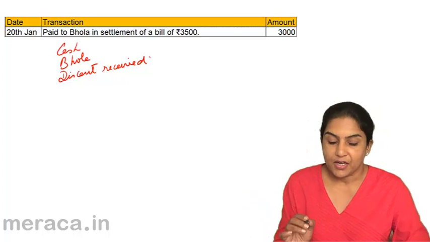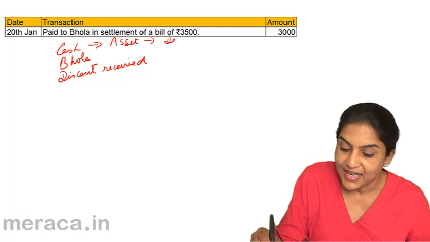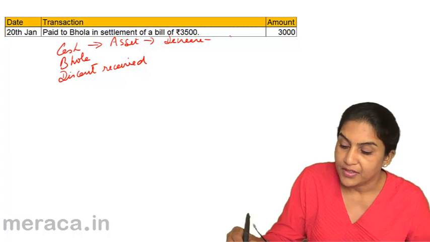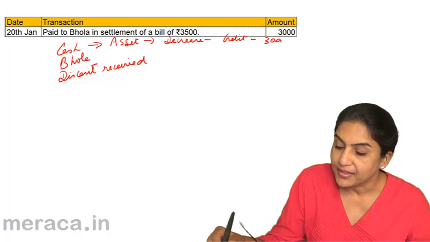So what are the accounts now? We have cash, which is an asset account. There is a decrease in cash. Therefore, it is credited by how much? By 3,000.